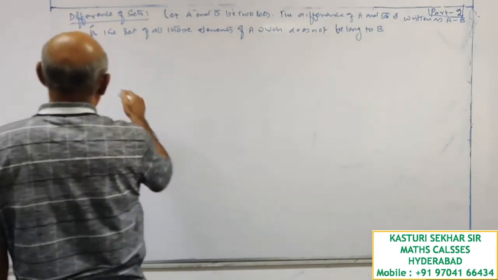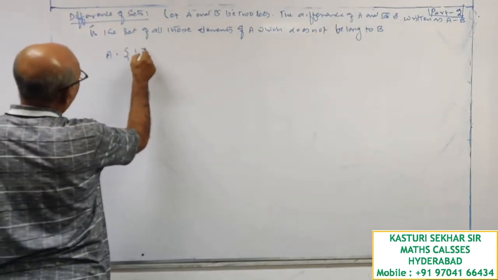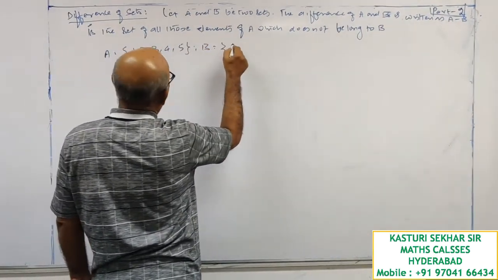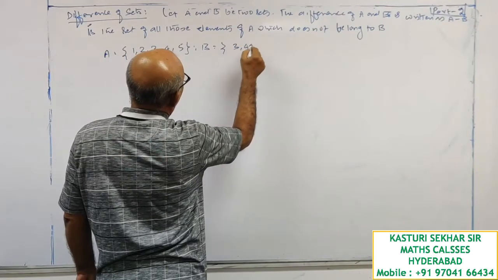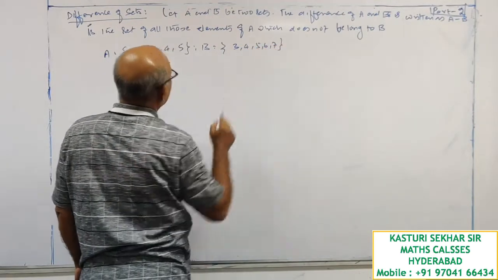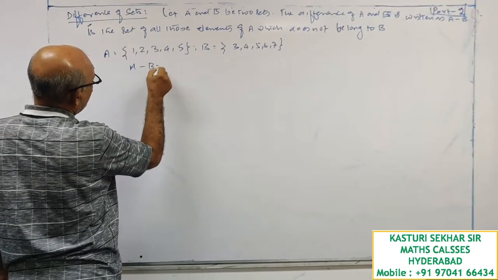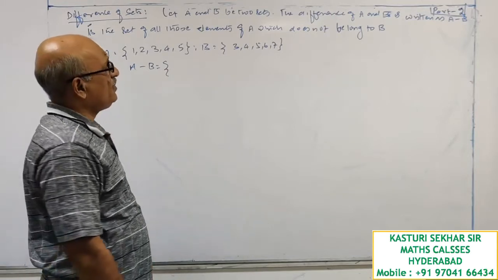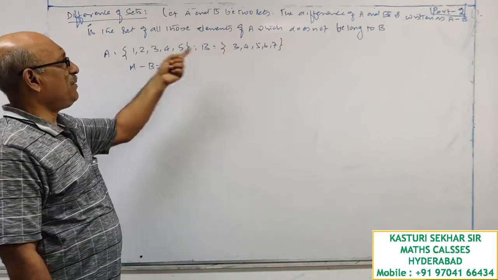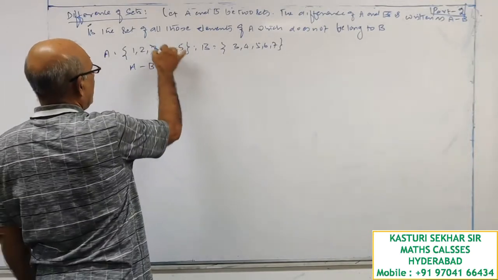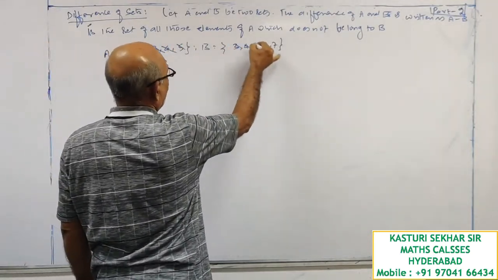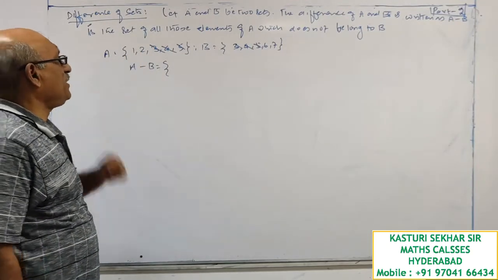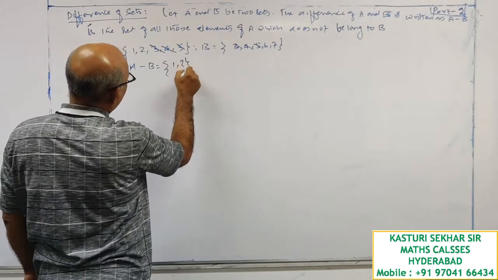Let us see first one as a numerical example. I have a set A having elements 1, 2, 3, 4, 5. Set B is equal to 3, 4, 5, 6, 7. So A minus B is also a set which contains the elements in A but not in B. So 3, 4, 5 are in both, so exclude those elements from A. Then you take 1, 2.